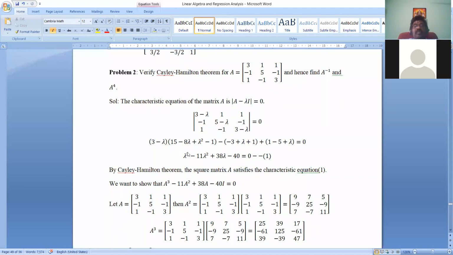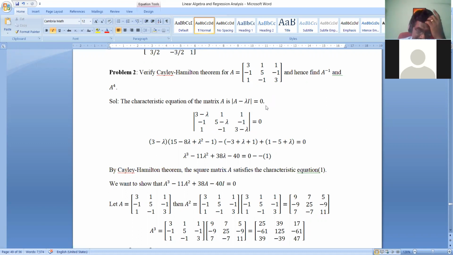Next, we want to verify. We have to solve one more problem. That is, verify Cayley-Hamilton theorem for A equal to [3, 1, 1; -1, 5, -1; 1, -1, 3], and hence find A inverse and A power 4 by using Cayley-Hamilton theorem. Not directly A power 4, that is nothing but the characteristic equation.